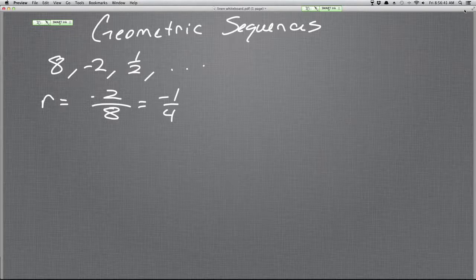All right, so now I want to find the next three terms. So what do I do to find the next three terms? Multiply by -1/4. So 1/2 times -1/4 gives me -1/8. -1/8 times -1/4 gives me 1/32. And -1/4 times 1/32 is -1/128. Those are the three terms.